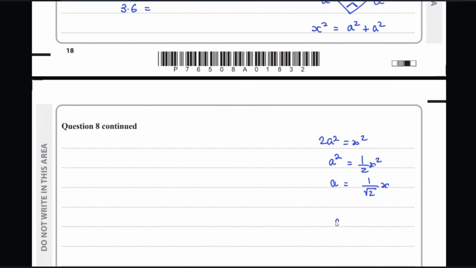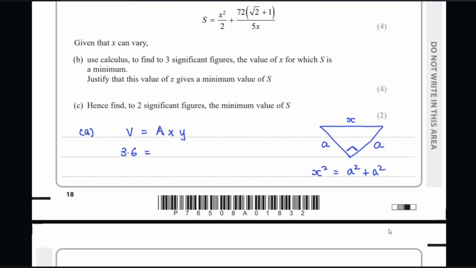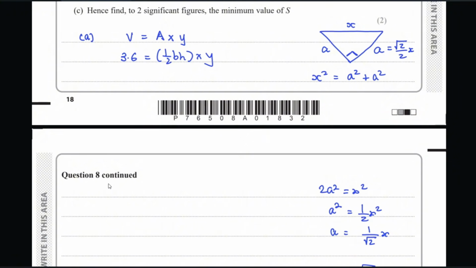If we simplify this, we can multiply both the top and bottom by root 2, so that this becomes root 2 over 2 x. Okay, so if a is equal to root 2 over 2 x, we can say the area is half times base times height, times y. And the volume equation becomes 3.6 equals half times the base, which is equal to a.